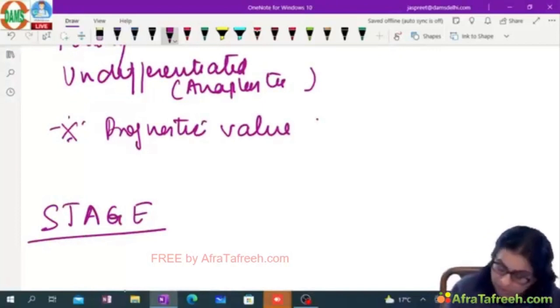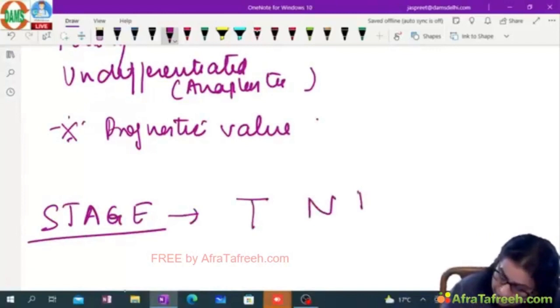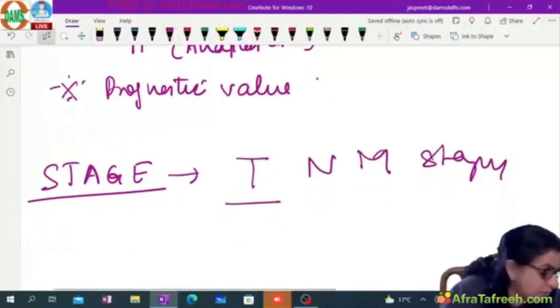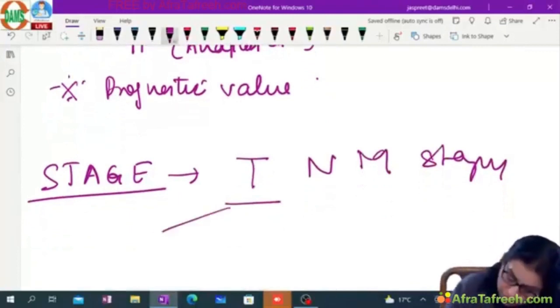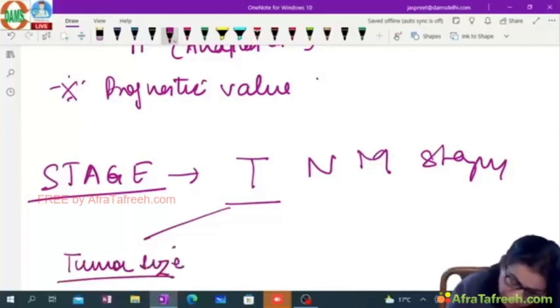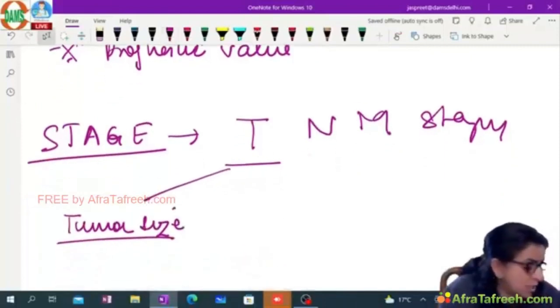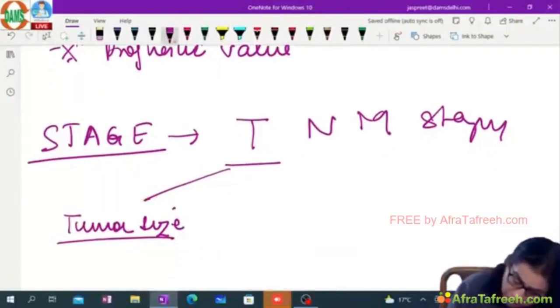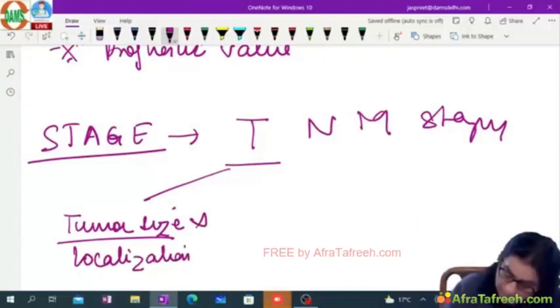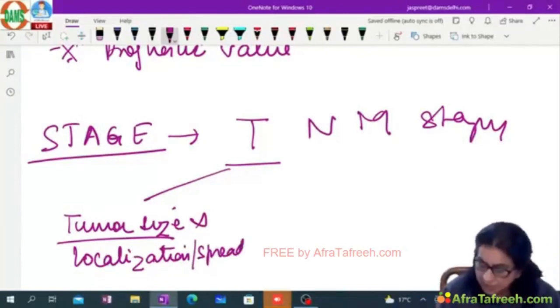Okay, second is the stage. What is staging? We use TNM staging. What is T? T stands for tumor size. T will tell you about the tumor size and localization. So T of TNM staging stands for tumor size, localization, or spread of tumor.